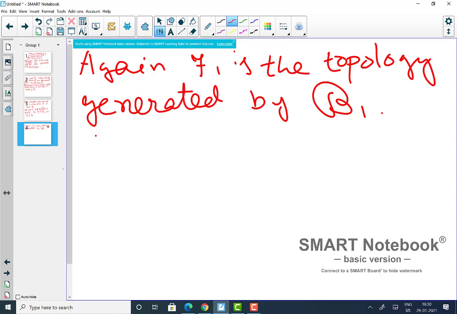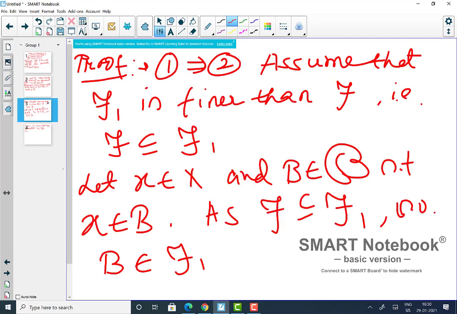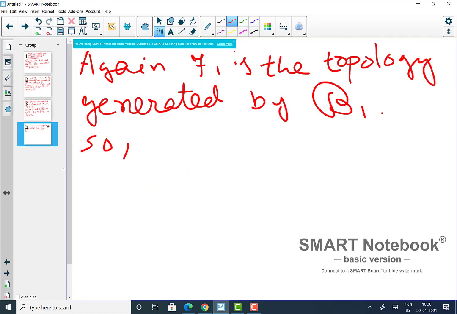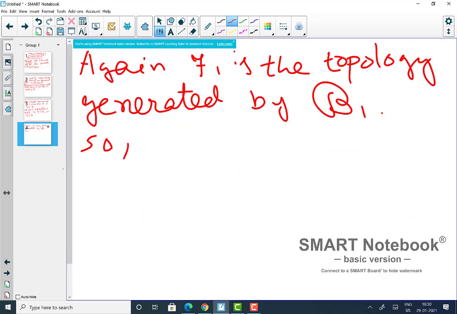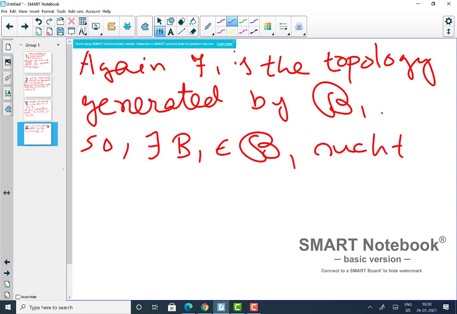So again, see, B is an open set, right? An open set under tau 1, this topology. So as B1 is a basis, there obviously exists a B1 belonging to the basis capital B1, by definition of the basis of tau 1, such that your x is an element of B1 which is also inside B, right? This is just the proper definition.